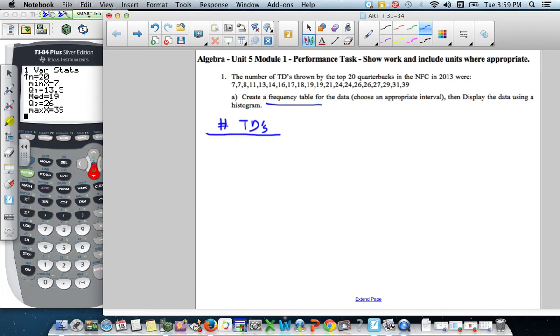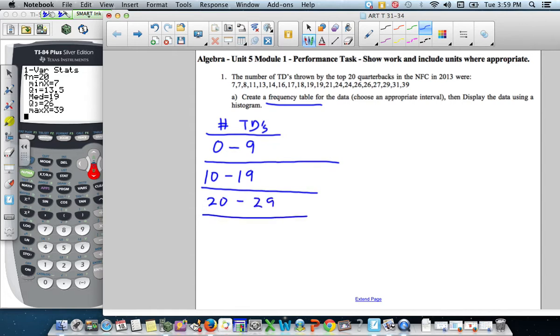What I chose to do was do all my single digits, 0 through 9. Then I did my 10 through 19, so there was all my teens. My 20 through 29, that's all my 20s. And 30 through 39, that's all my 30s. The other column is going to be the frequency, which is the rate of occurrence.